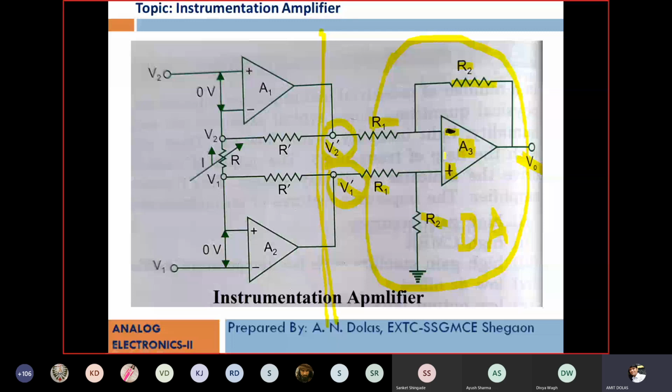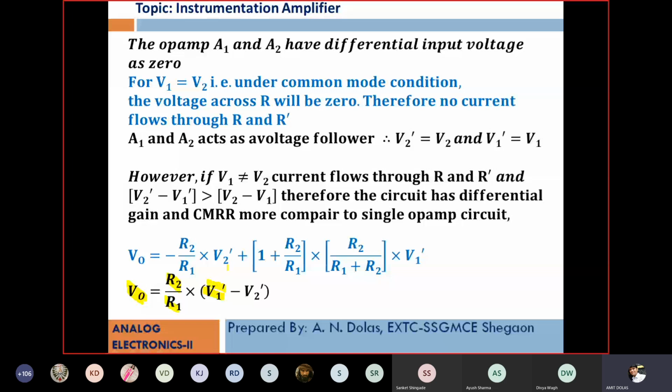So moving to the next PPT, I have the same formula here. The output of stage A3 is nothing but R2 upon R1, which is the gain of the difference amplifier, which we have already seen in previous PPTs, multiplied by V1 dash. V1 dash is the voltage connected to the non-inverting terminal of A3, minus V2 dash. V2 dash is the voltage connected to the inverting terminal of stage A3.